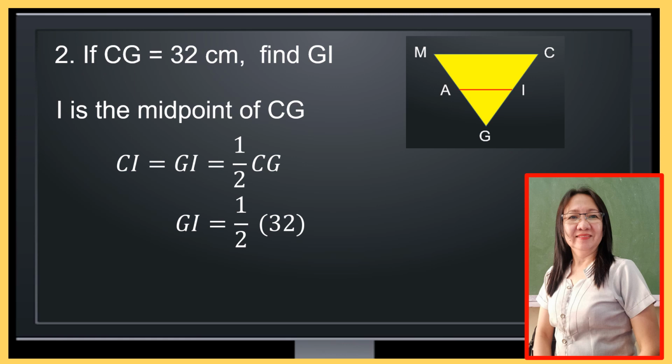Then, we can substitute our given CG is equal to 32 centimeters, then multiply this by 1/2 so that GI is equal to 16 centimeters.